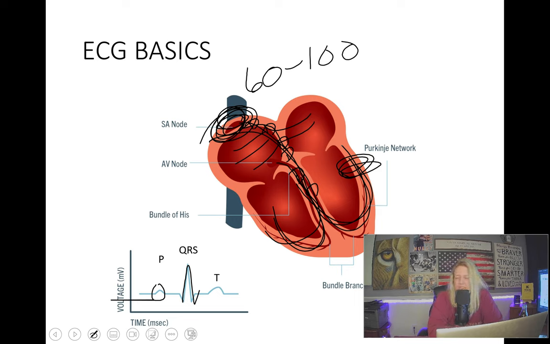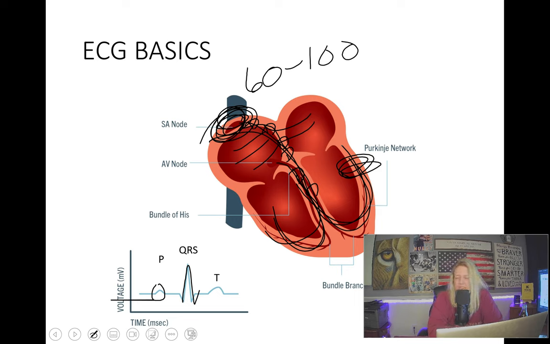through the atria and through the ventricles. We want that QRS to be narrow because that tells me it's going really fast through there. So let's see what this means. If we're going to measure the QRS, let's see if I can draw this here.